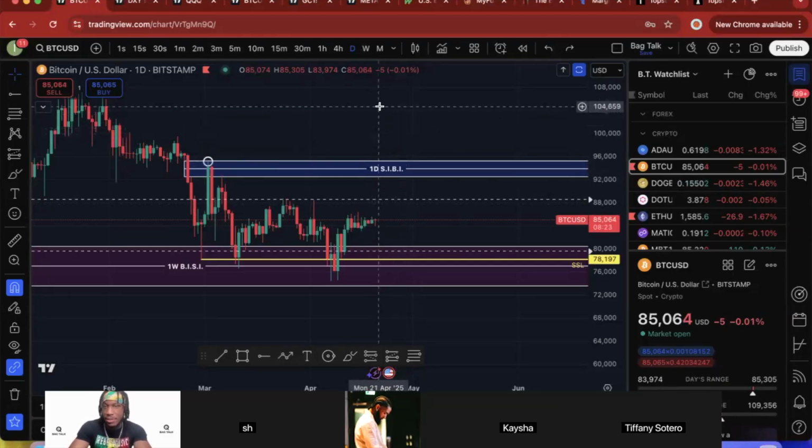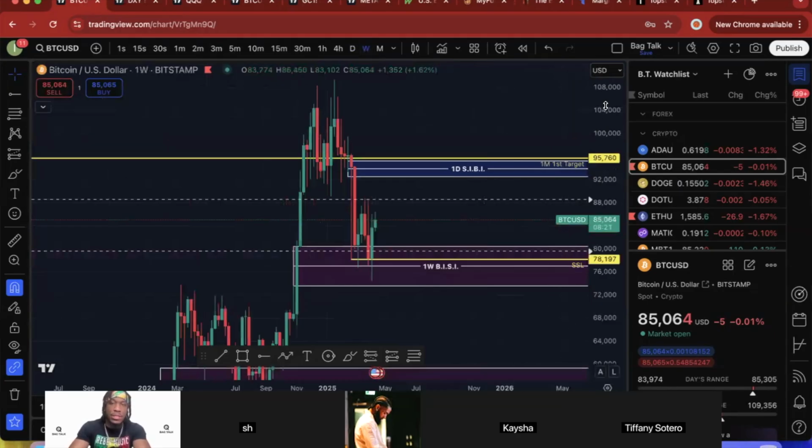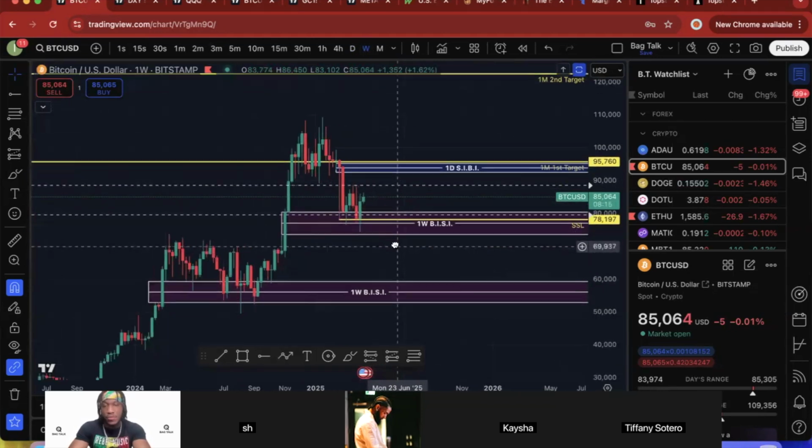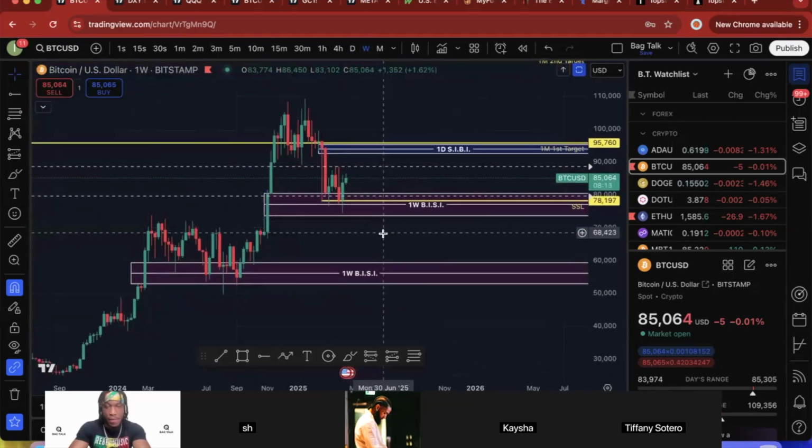I'm not mad at anybody's take, but I personally lean bearish right now. I think it might turn over and invalidate this purple area. And if it invalidates this purple area, it looks very bad for the coin. I ain't gonna lie, very bad for the coin.